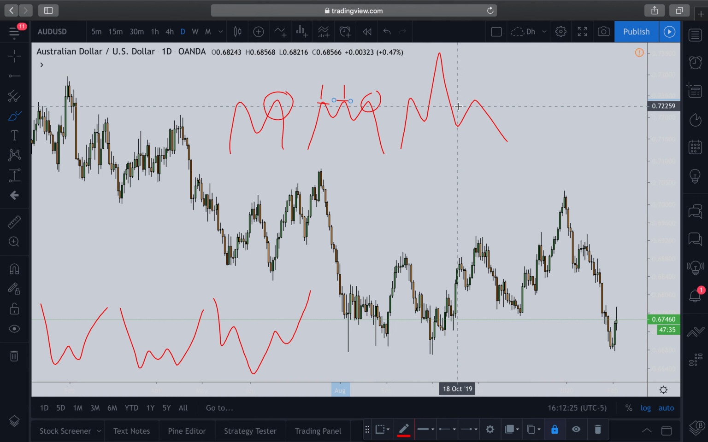A head and shoulders. Now, head and shoulders is a little different. Sometimes you'll see price go up and form this left shoulder, right? Once it forms the left shoulder, price will fall back down, and then it will come back up, break the left shoulder, and form a high.